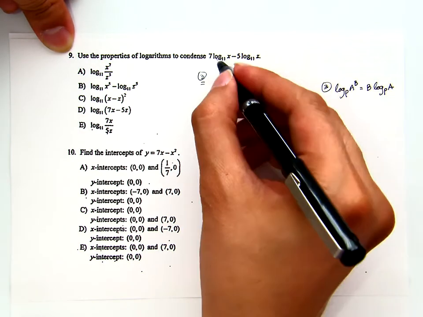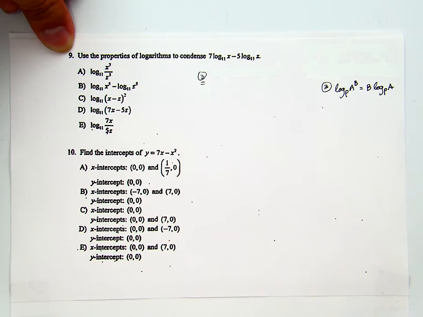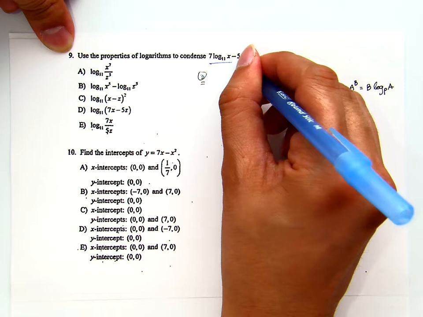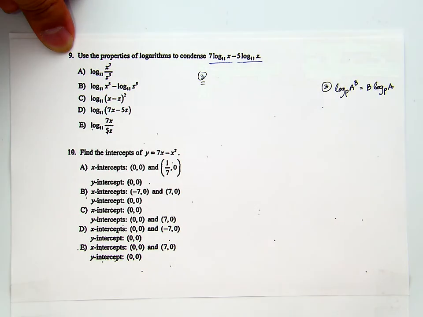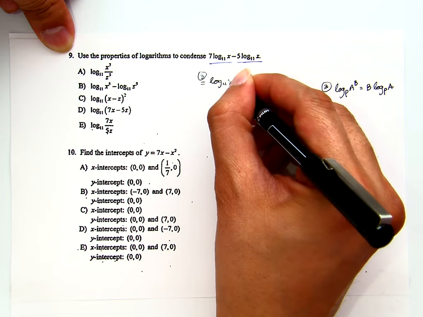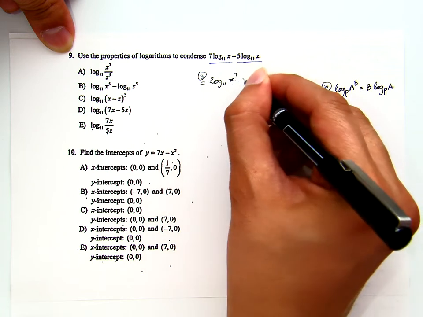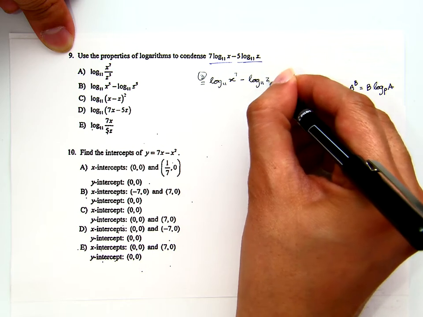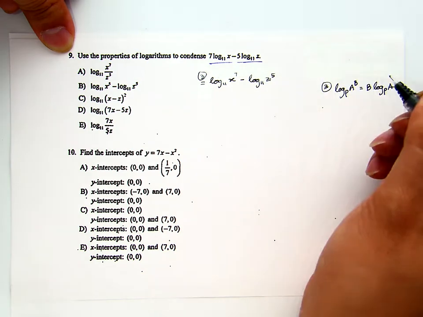Now, here I will apply that to this term and to that term. Then it becomes log base 11 of x to the 7th minus log base 11 of z to the 5th.